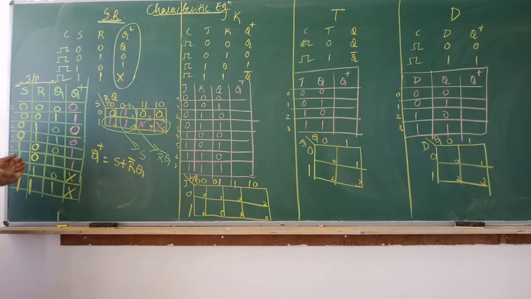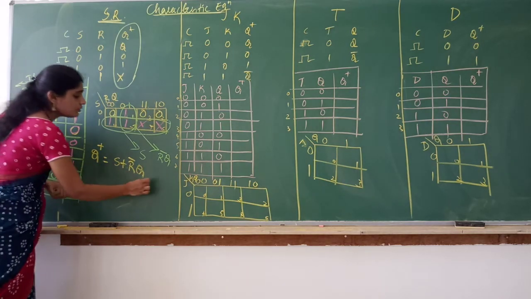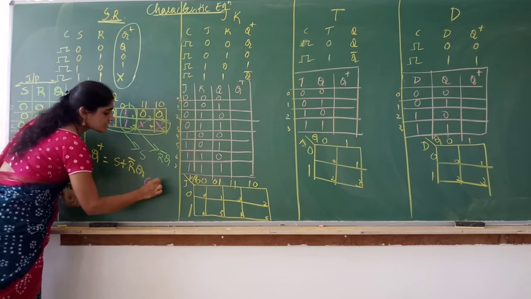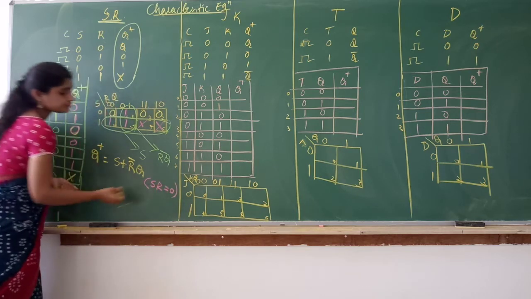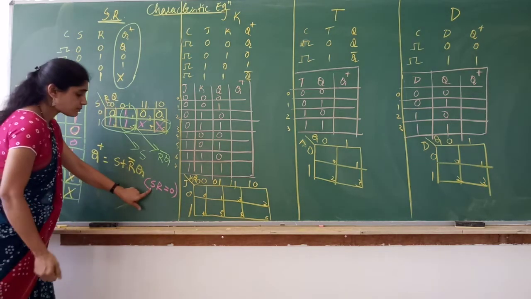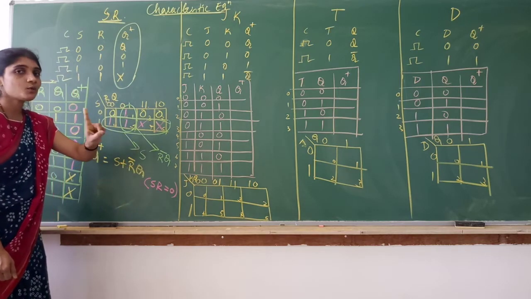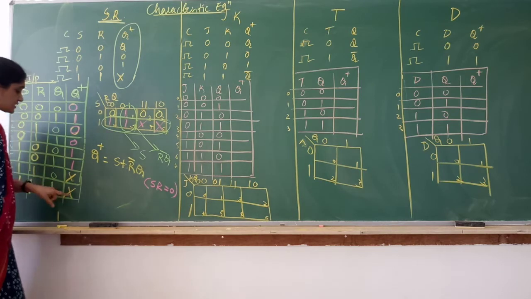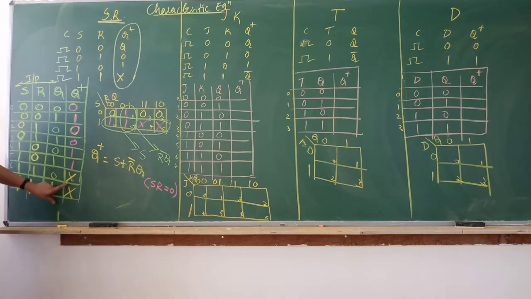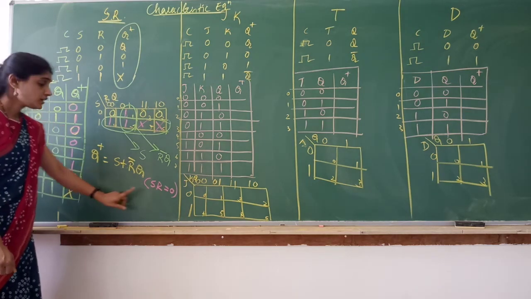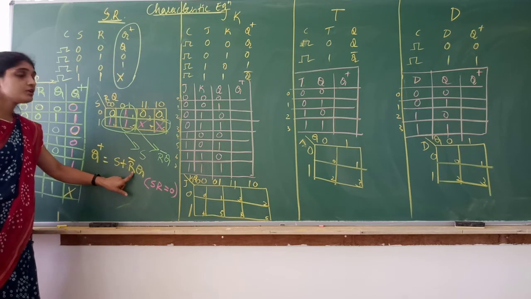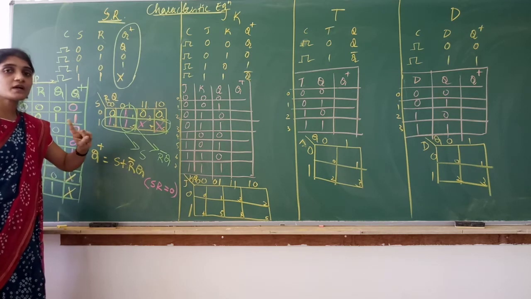But very important, it is not enough if you just write the equation as S plus R bar Q. Within brackets we write SR is equal to 0. That implies S and R cannot be equal to 1 simultaneously. We have taken don't care terms for these two, but for these two your SR flip-flop is not going to work. That condition you have to mention here. You can substitute all the values for SRQ but not S as 1 and R as 1.